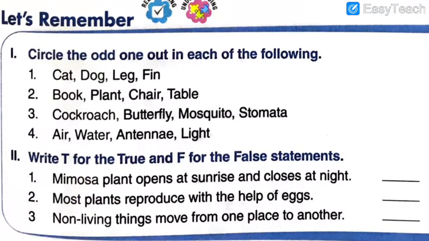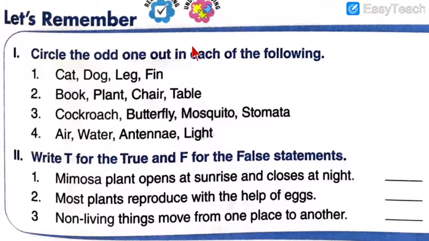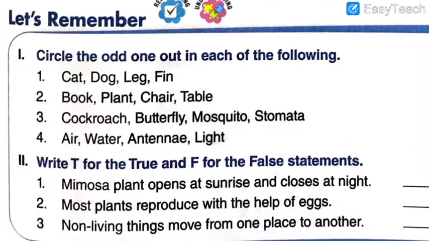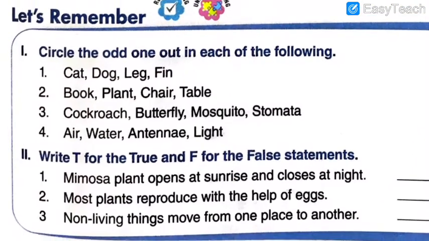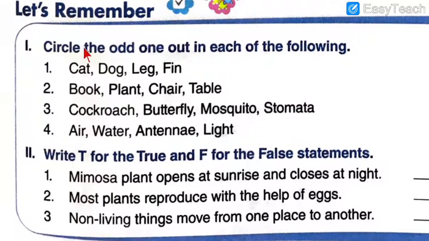So my dear students, let us solve a few objective questions of this chapter and we will have a lot of fun solving this. Those who have the textbook, I hope they are going to solve it in their textbook itself. What do we have to do in the first exercise? Circle the odd one out in each of the following. Odd one means which does not match in the list. Which does not match in the list, we have to just circle it out.